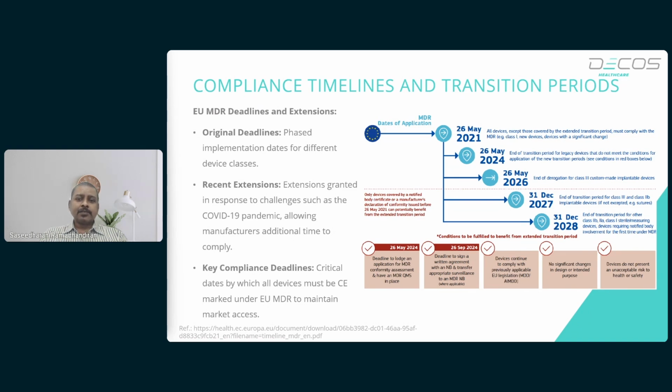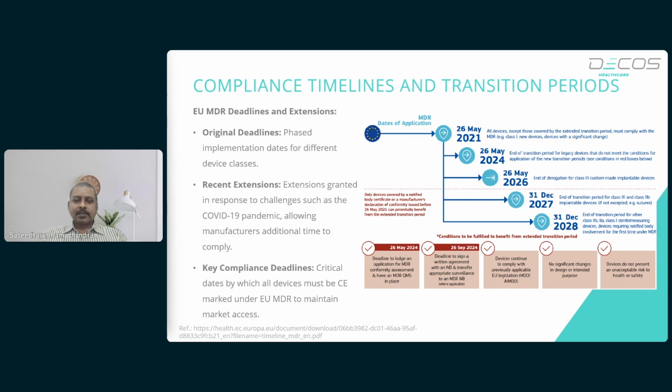The recent extensions per Regulation 2023/607 introduced significant extension in response to challenges, including those caused by the pandemic. Devices with certificates under MDD that were still valid on 26 May 2021 can remain valid until 31 December 2027 for Class 3 and certain Class 2b implantable devices, excluding sutures, staples, dental fillings, etc., and until 31 December 2028 for other Class 2b, Class 2a, and Class 1 devices if placed on the market sterile or with a measuring function.